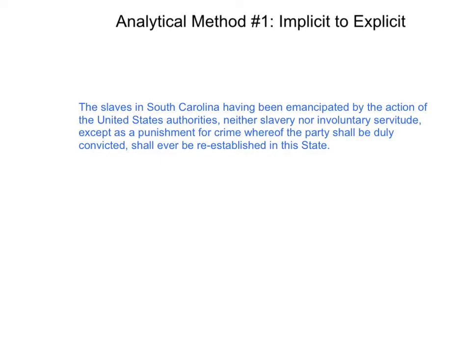So, considering those two things to avoid, what can we find that might be implicit in this? Well, the first part of the sentence, "The slaves in South Carolina, having been emancipated by the action of the U.S. authorities," while not directly stating it, seems to make clear that those who wrote this sentence do not agree with what comes next, namely the abolition of slavery, because they're putting responsibility for this change on federal authorities as opposed to state authorities, who are writing the Constitution.